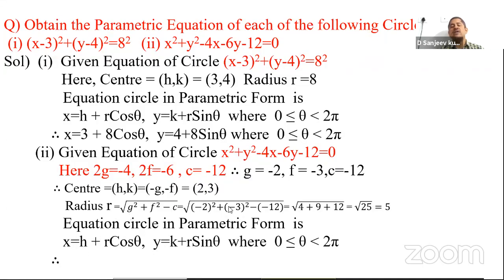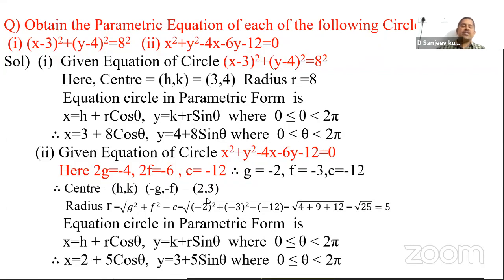So what is the value of r here? To get the value of r, we have a formula: root over g square plus f square minus c. So g value is minus 2, f value is minus 3. So minus 2 whole square plus minus 3 whole square minus c value, which is minus 12. So we get 4 plus 9 plus 12. 4 plus 9 is 13, 13 plus 12 is 25, square root of 25 is 5. So you can replace the value of r with 5, and h comma k with 2 and 3. So we can write the equation as x is equal to 2 plus 5 cos theta, y is equal to 3 plus 5 sin theta. Again, the value of theta lies between 0 and 2 pi.